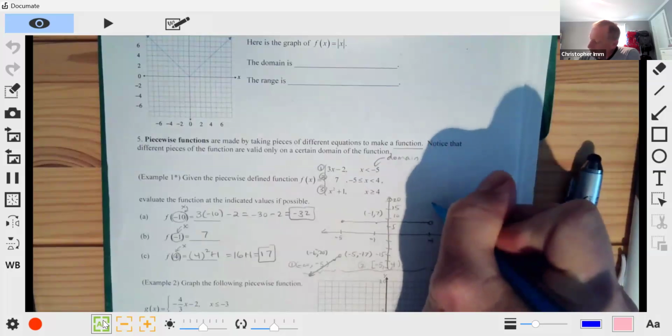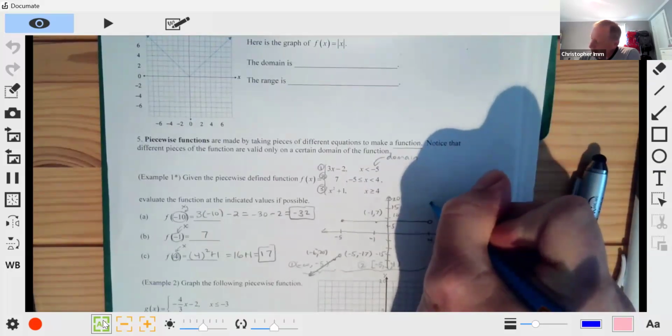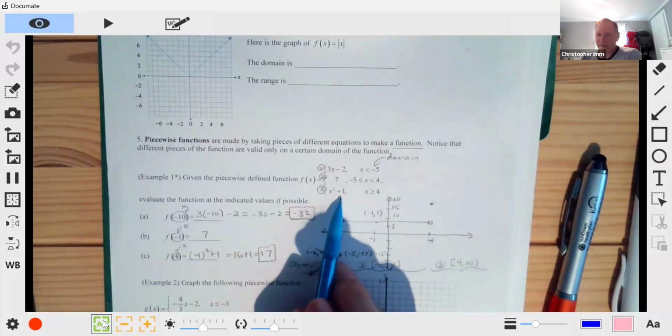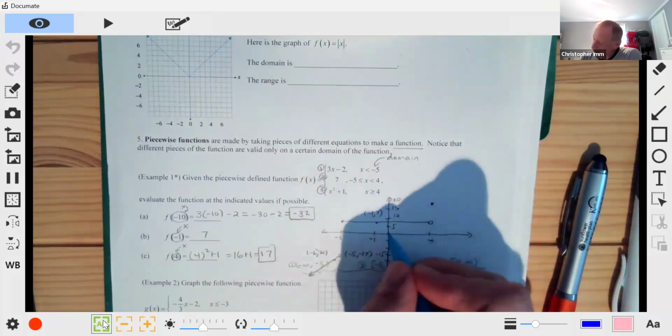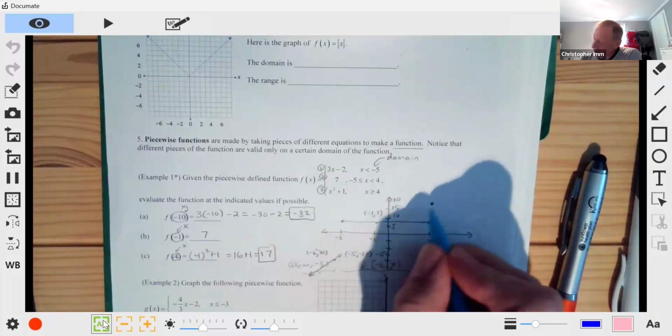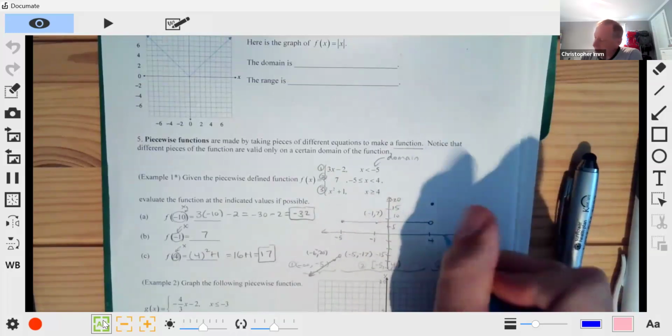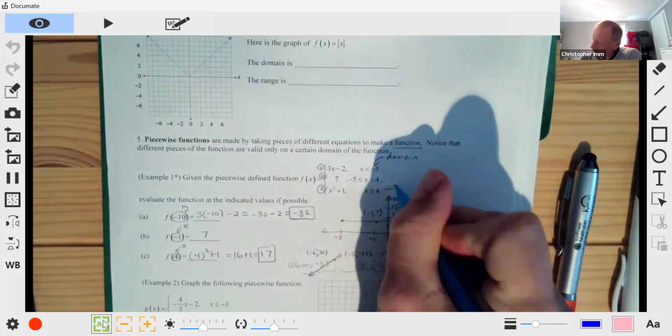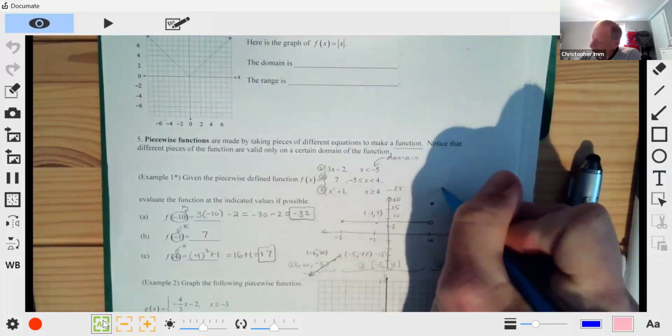So at 4, I'm up here at 17, and that's going to be a point on my parabola. So I know the shape of the parabola, so it's going to be looking like this. So I should plot probably one more point. So if I plug in 5, I'm going to get 5 squared plus 1, that's 26. 26, so that's around here.